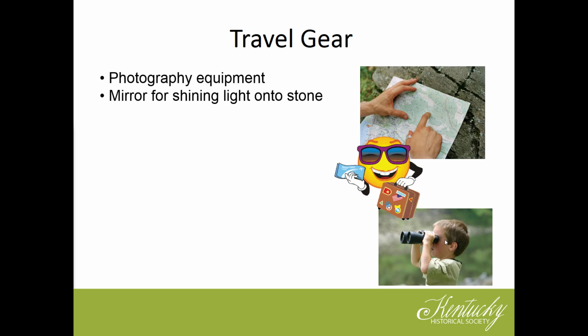A mirror for shining light onto a stone. Now, remember, I talked about how water is okay if you want to pour some water over the surface to see if that will help you see it. But really, the best way is to get some sort of mirror for shining the light on the stone because then you can pretend like you're the sun and you can manipulate how the light and the shadows alter over the carvings, and you can usually see a little bit better there.